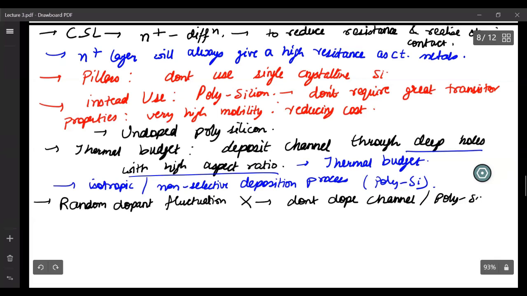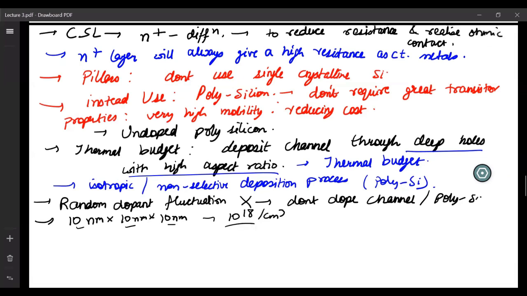So what exactly is this random dopant fluctuation? Let us take the case of a MOSFET channel. Let's say the channel dimension is 10 nanometer cross 10 nanometer cross 10 nanometer. It's an ultra-scaled MOSFET, with length, width, and height each 10 nanometer. Now let us say that the channel is doped to a doping concentration of 10 power 18 per centimeter cube. This is how you define the channel doping. So how many dopant atoms are there in the channel?